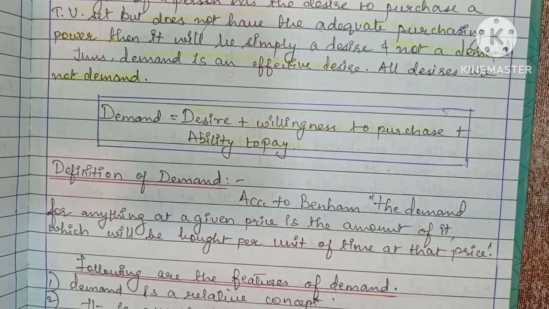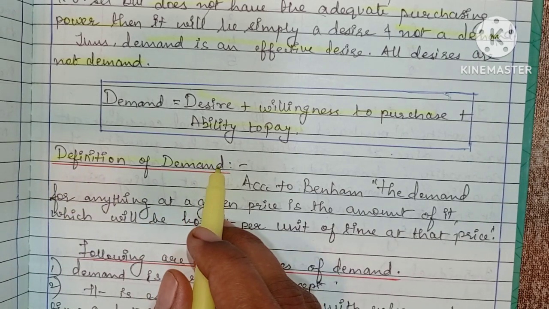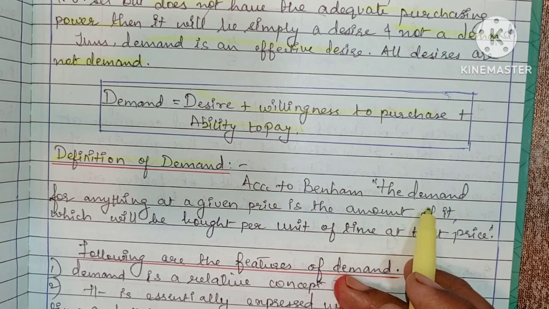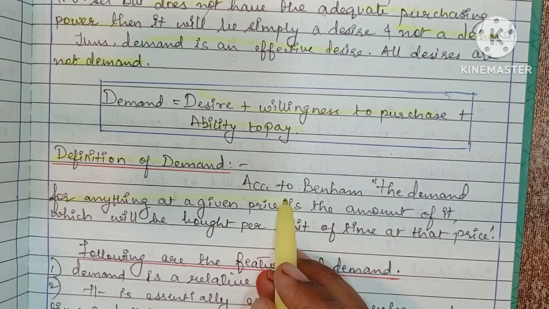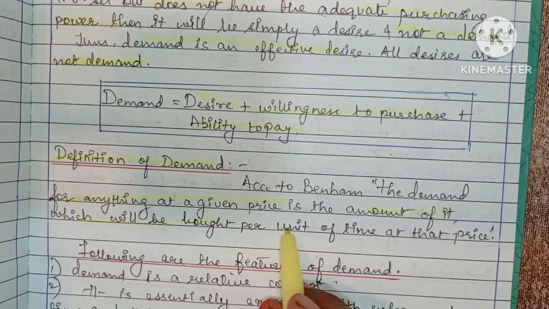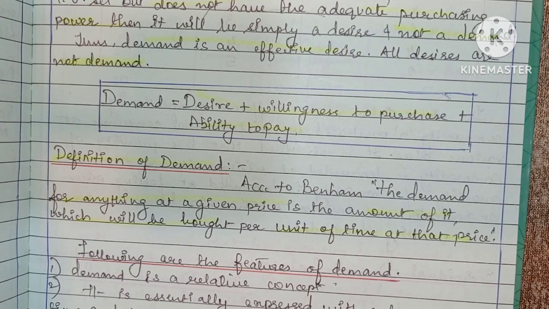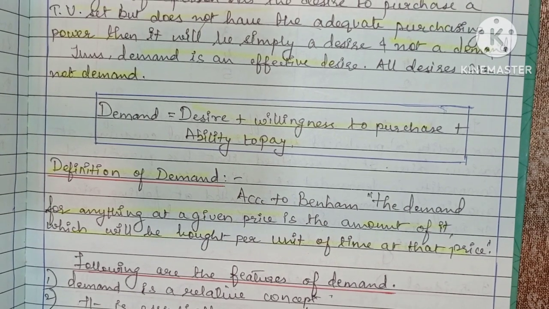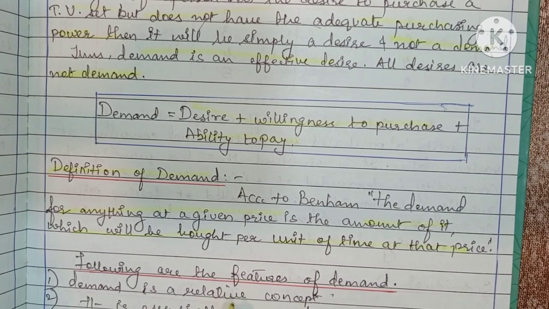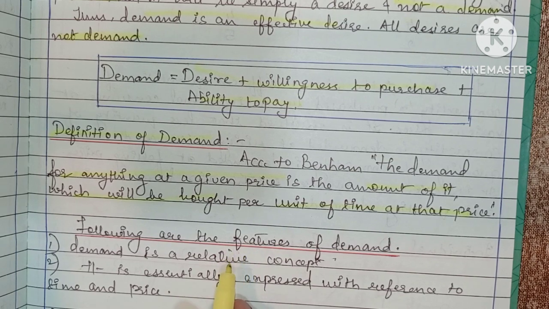That was the meaning. Now the definition of demand. According to Benham, the demand for anything at a given price is the amount of it which will be bought per unit of time at that price.